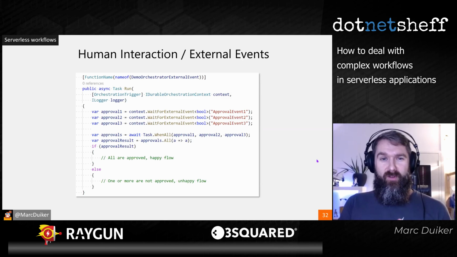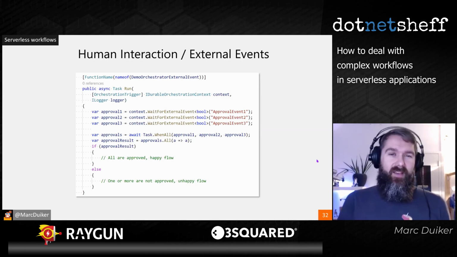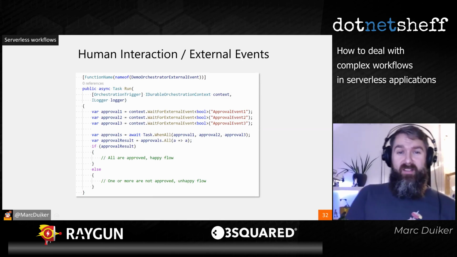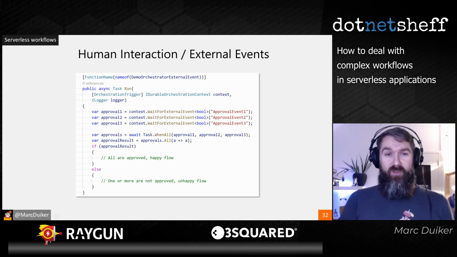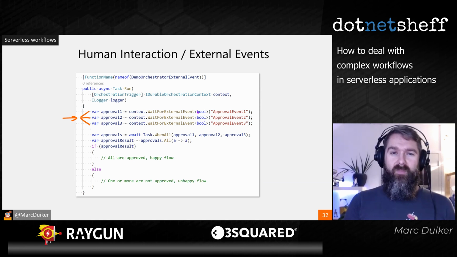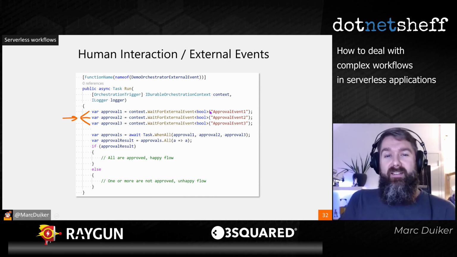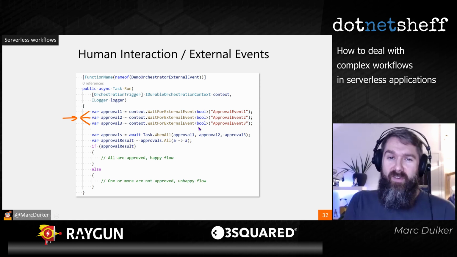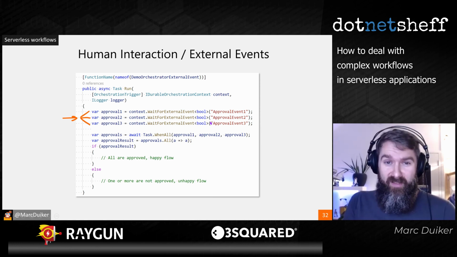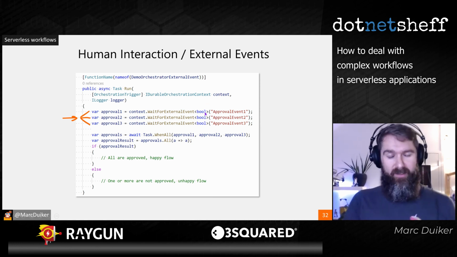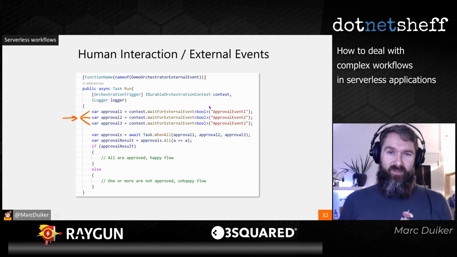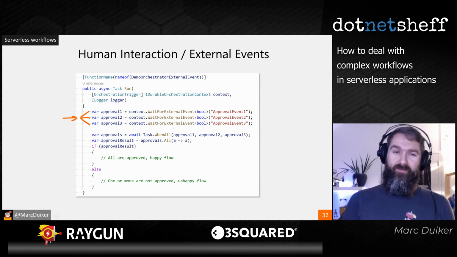Then our code will look like this. There's a method in the orchestration context called wait for external event, and that requires an output type. In this case, it's a Boolean, and it requires a name of the event. In this case, we've defined 3 different events, all of the same type, because this is the use case of the 3 different approvers.